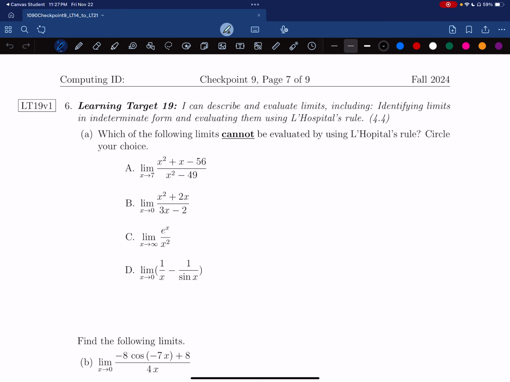First question is a multiple choice and asks us to figure out which limit cannot be evaluated by L'Hopital's rule. And we remember from L'Hopital's rule, the situation when you want to use it is when you're dealing with infinity over infinity, or even 0 over 0, that's indeterminate, or an infinity minus an infinity.